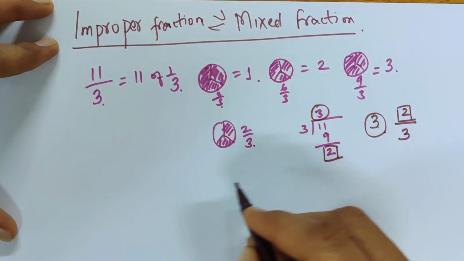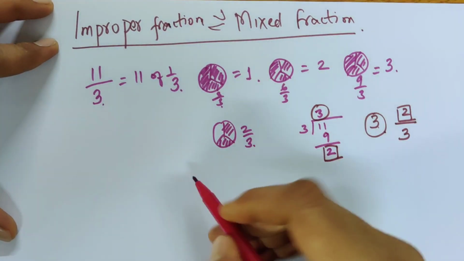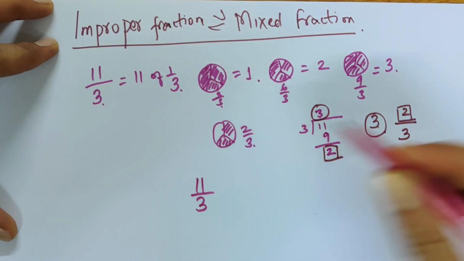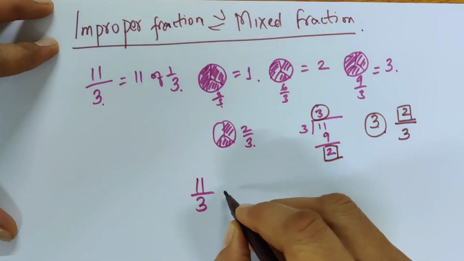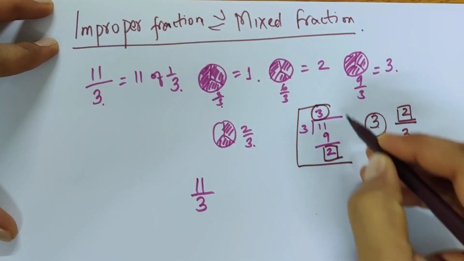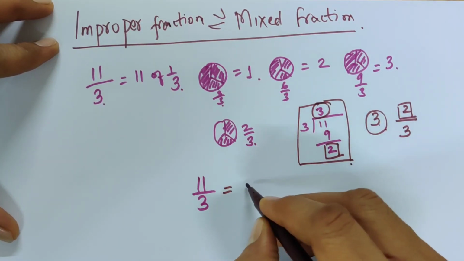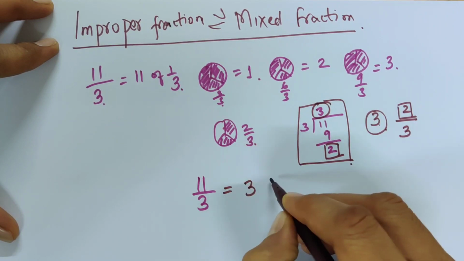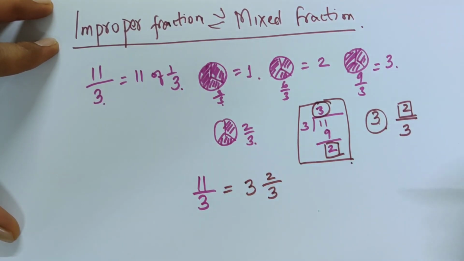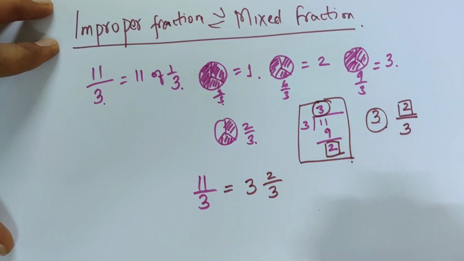So this is why your 11 by 3, which is an improper fraction, you are converting using this regular division that you do, long division that you call it. This is being used to convert it into 3 and 2 by 3. Now this has 2 and 3, I hope that's not confusing.